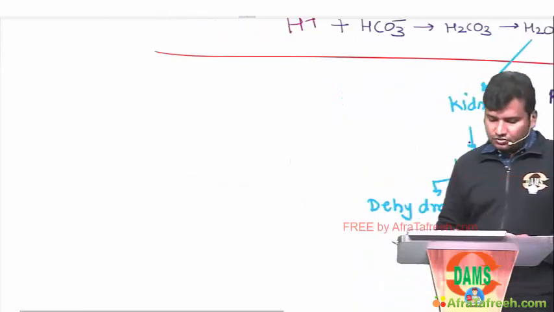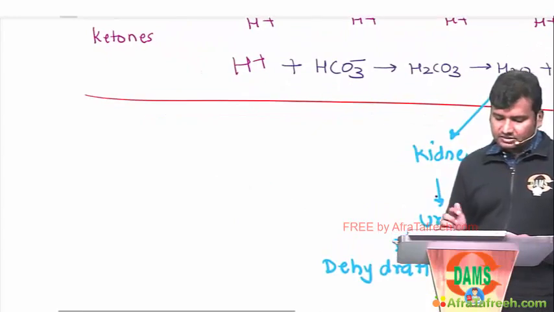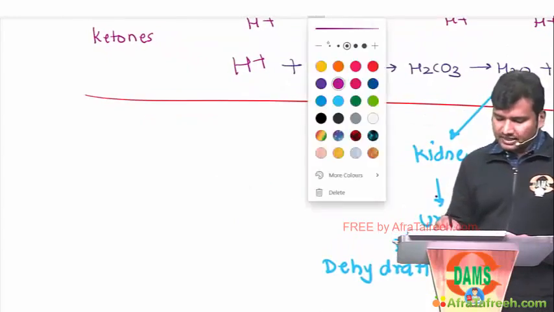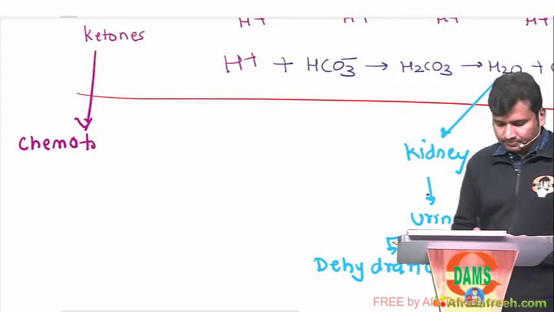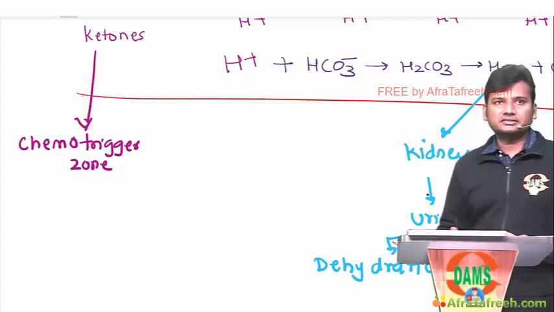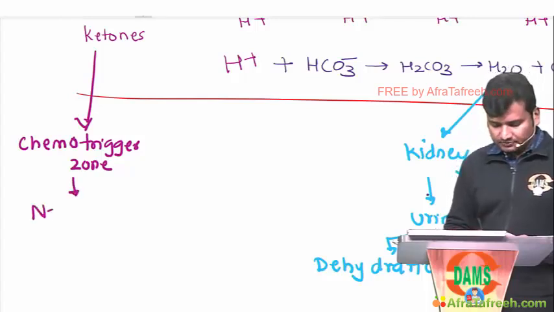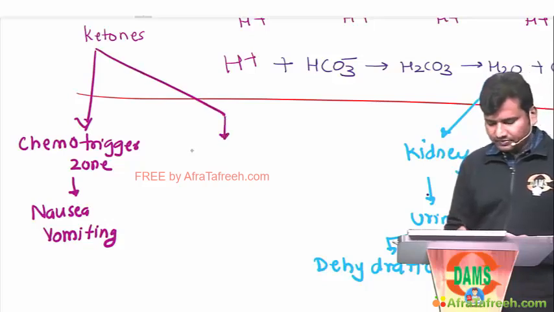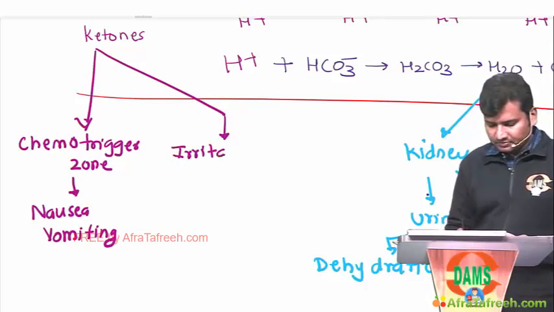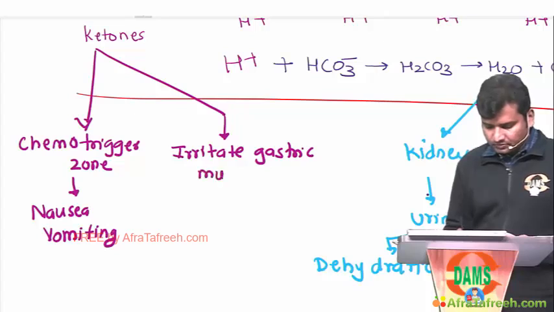Then these ketones can directly stimulate the chemoreceptor trigger zone. And when the chemoreceptor trigger zone is stimulated, the patient develops severe nausea and vomiting. Then ketones irritate the gastric mucosa. So the patient develops severe abdominal pain.